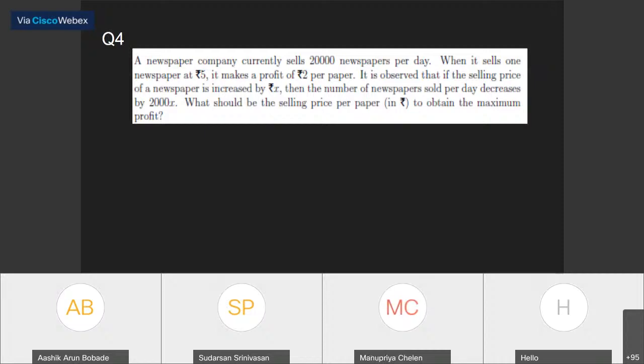First you should know what profit is. When you want to maximize something, first we must know what it is, right? So profit is selling price minus the cost price. So what was the profit initially? It's given, 2 rupees. And the cost price is 3 rupees per paper. So for a profit of 2, the selling price is 5. Now the new selling price is 5 plus x.